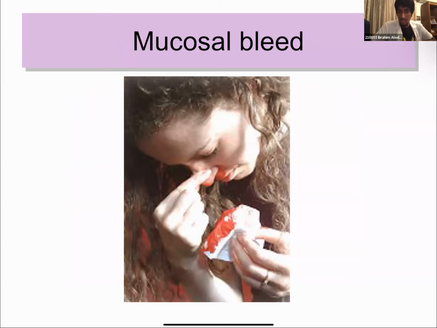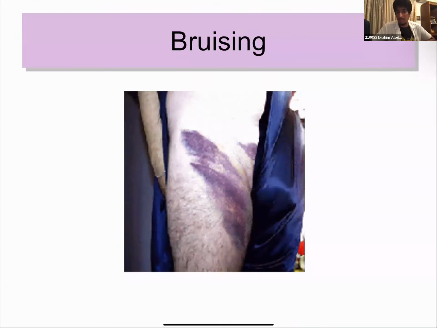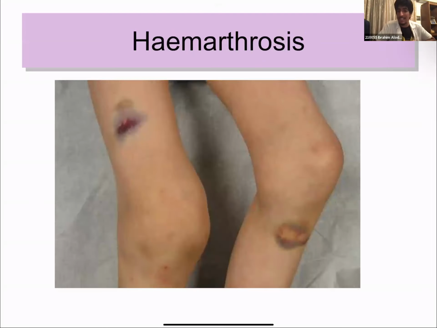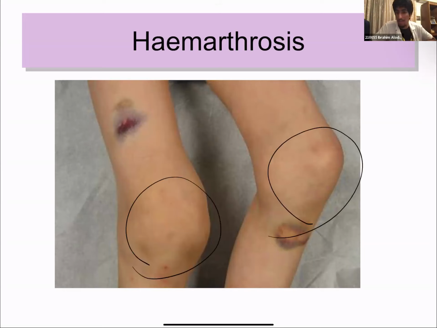Here is a mucosal bleed. That's again epistaxis. You guys know what a nosebleed is. This is bruising. You guys know what bruising is. And this is hemarthrosis. You can see in both knees actually, this patient is having blood being collected inside the joint of their knee. All right. We got all the pictures. We understand those things.